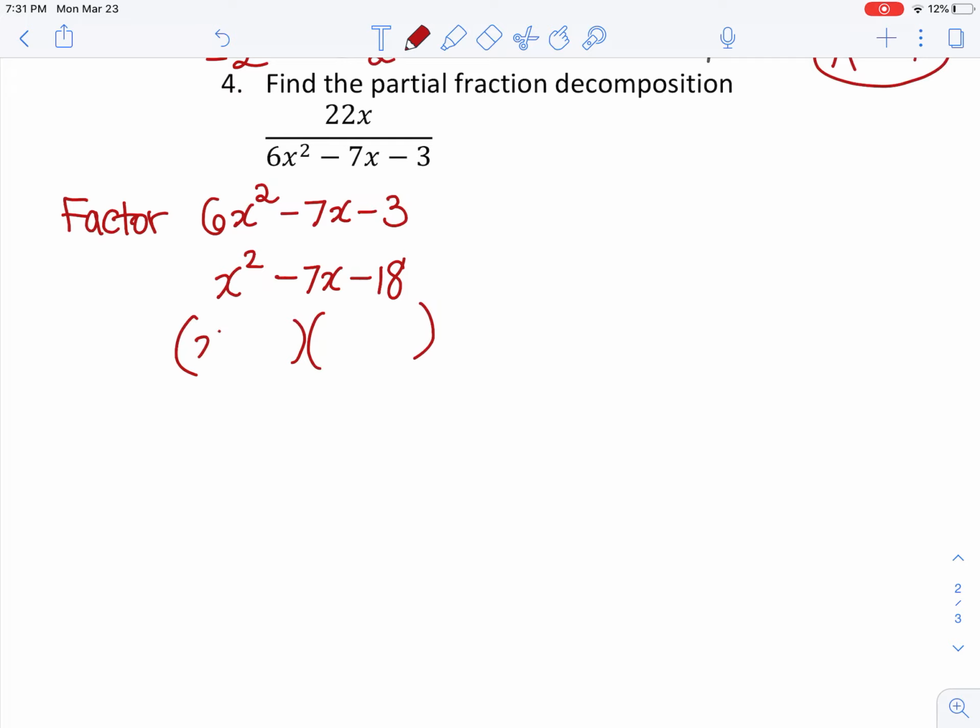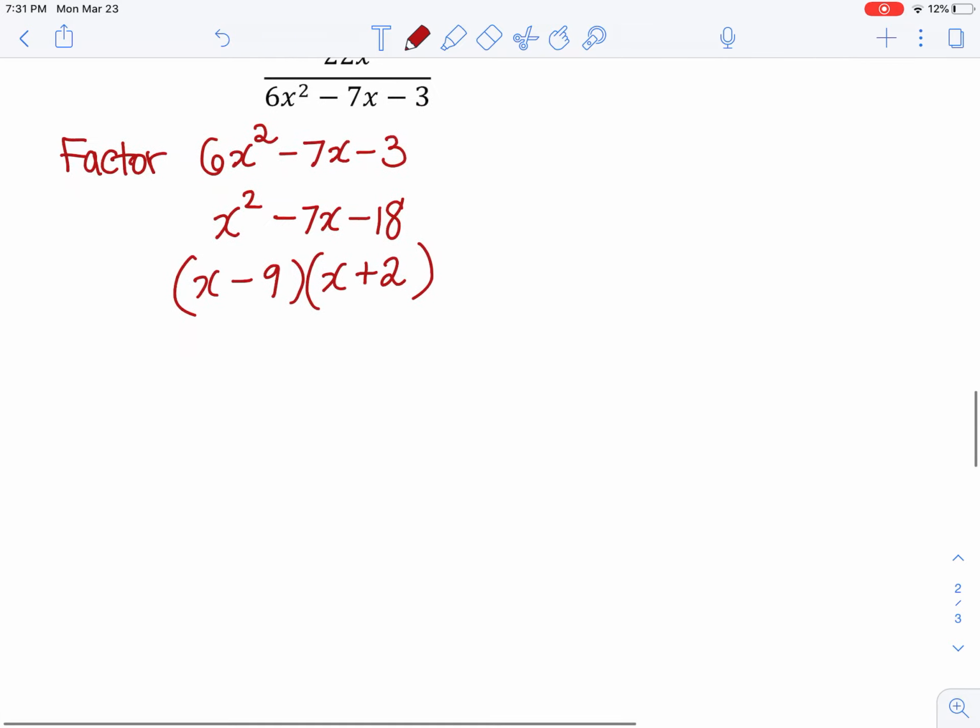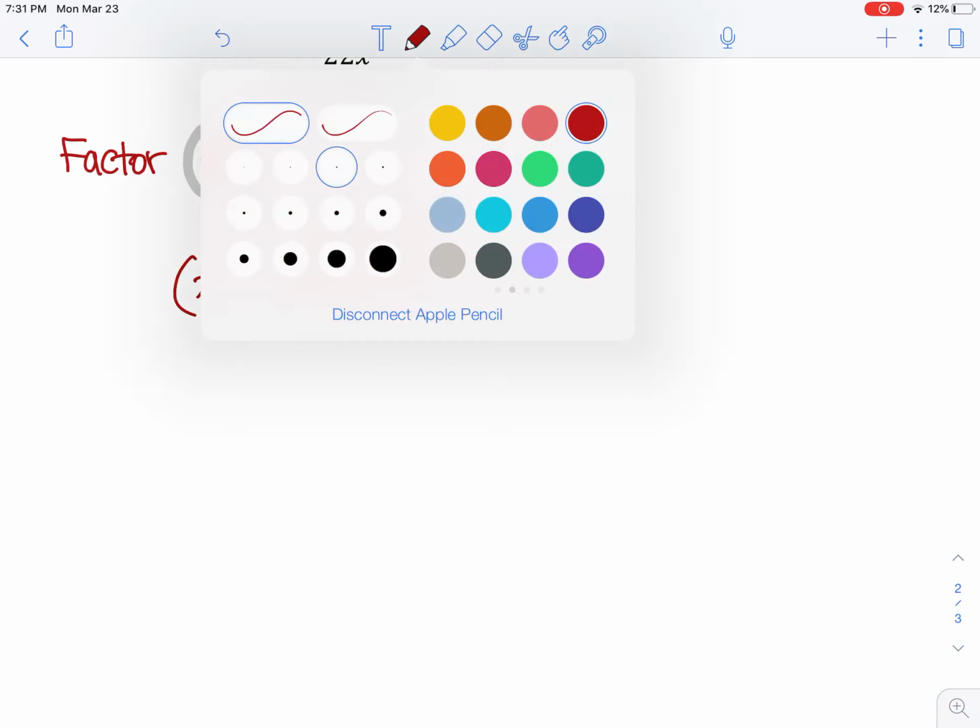I'll get x and x. What times what gives you 18? 9 times 2. I need to make 9 a negative and 2 a positive. But here's a problem. Remember, in the very beginning, we multiplied this number by 6.